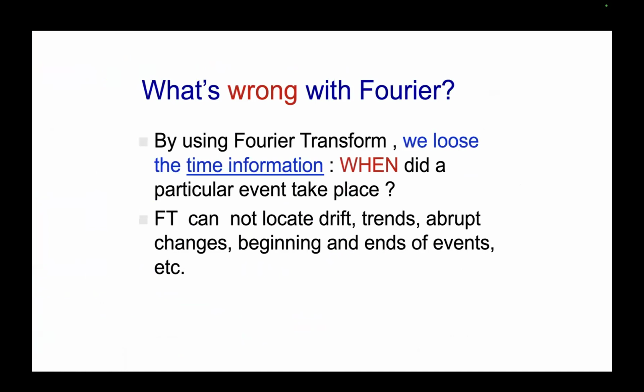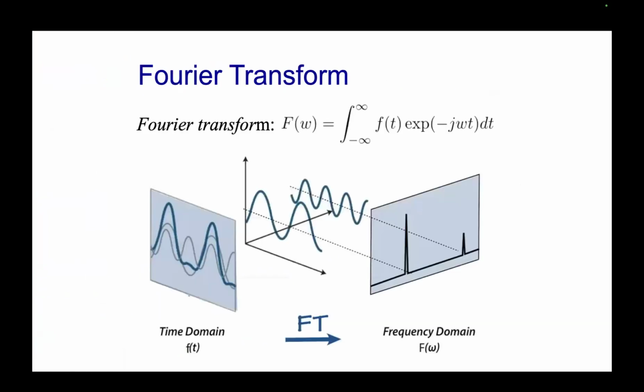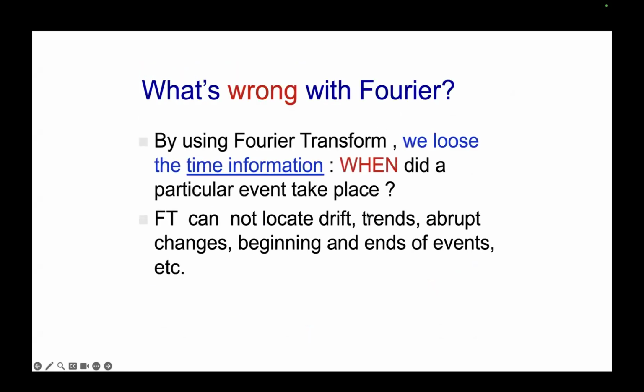Now, what's wrong with Fourier? When we take Fourier transform, we lose the time information. If we look at this plot, we have time and amplitude, and after Fourier transform, we have frequency and amplitude. There is no time. So Fourier transform cannot locate drift or trends or abrupt changes and beginnings and ends of events. If a particular frequency was there in the signal for a short duration of time, Fourier transform will not be able to locate that frequency.